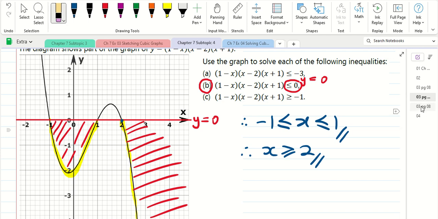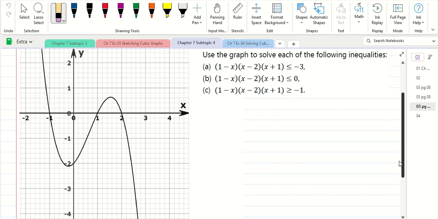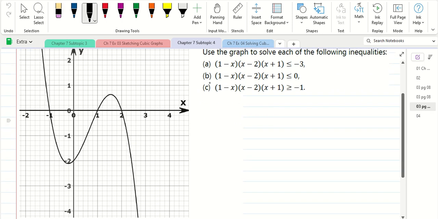And let's have a look at the last part for this example, which is part C. It is saying that x(1 minus x)(x minus 2)(x plus 1), this is the cubic graph, is above y equals negative 1. Okay, the inequality over here is more than. So let's figure out where y equals negative 1 is first. So y equals negative 1 is over here, right? The horizontal line where it passes through y equals negative 1.